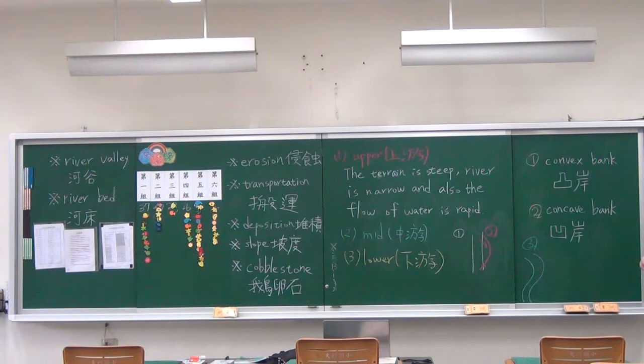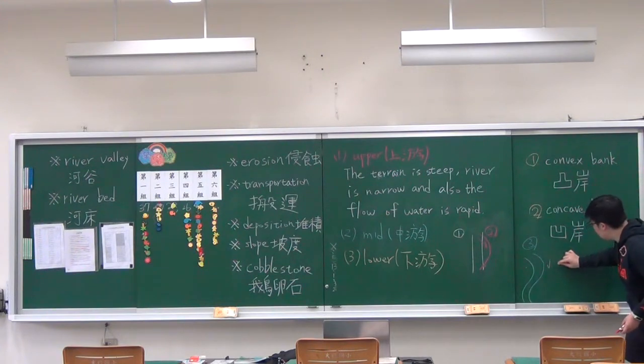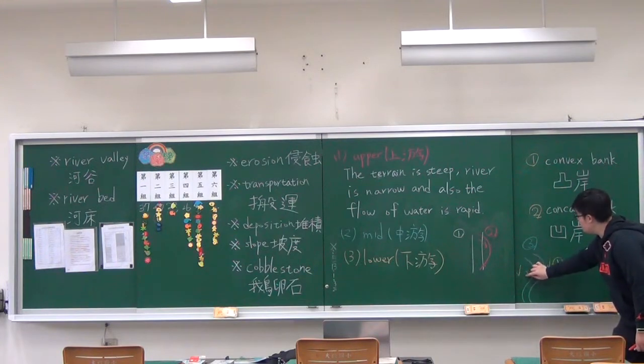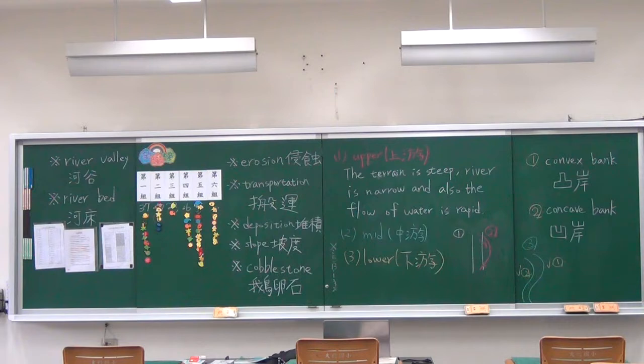So where is the convex bank? Here or here? A or B? B, that's right. So here it is the convex bank. And the second part is the concave bank. It is right here, that's right. Because of the erosion and deposition of the river, the convex bank and the concave bank will occur. Get it?